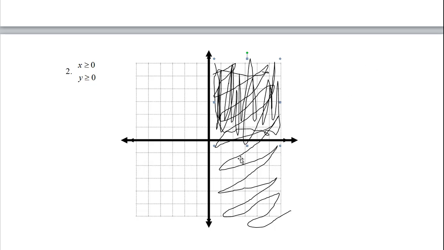This is my first quadrant. You've got to ignore that part right there. So this is my first quadrant. This is my overlap. So whenever I see x and y greater than or equal to 0, I've got to know that they're considering just the points where my x's and my y's are both positive. So it's just this section right here.